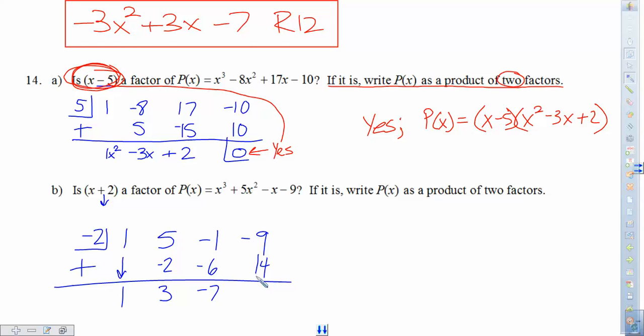Negative 9 plus 14. Isn't that, let's see here, 9, 14. Wouldn't that be 5? I think that's 5, right? I think so. Oh yeah, I know so. So since this is not 0, is this a factor? This is not a factor. We are good to go there. There's no factors to write this in, so we can stop right there.